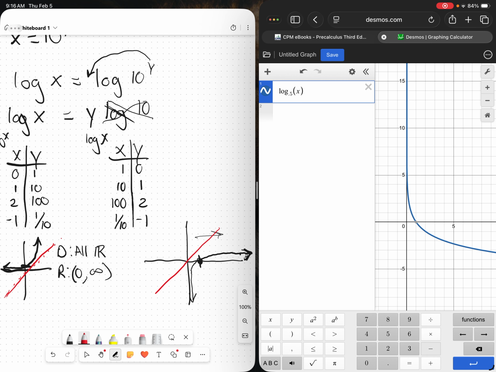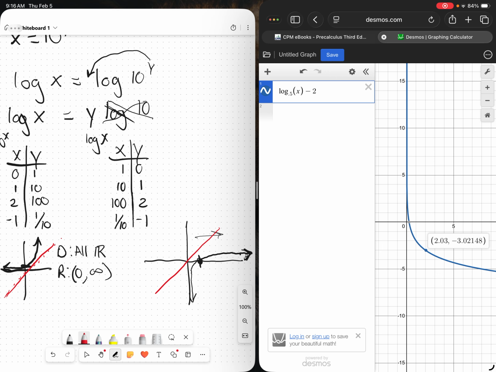And then let's go -2. What we can see now is that it takes that locator point from 1, 0 to 1, -2. If I can get it, there we go. Hopefully you can see that.